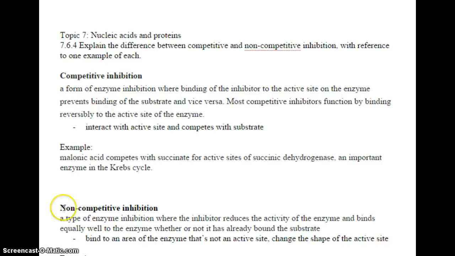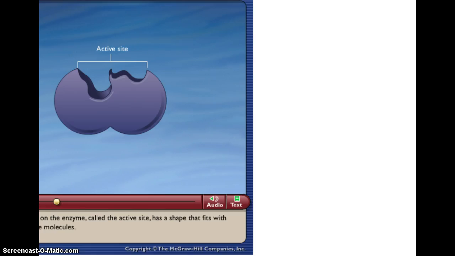So this video is on objective 6.4 in topic 7, which is to explain the difference between competitive and non-competitive inhibition with reference to one example each. So I'll start with an animation about how enzymes work.